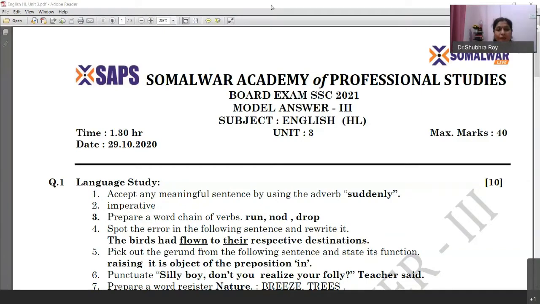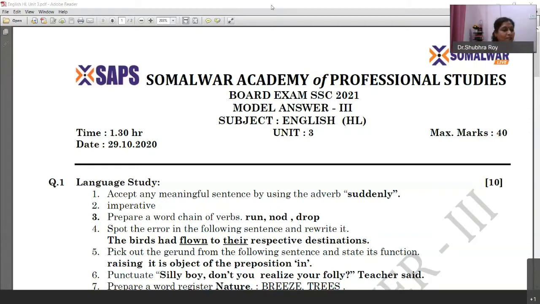Then if you go to the third one, prepare a word chain of verbs. Run was given and 2 blanks were given. You had to continue with the chain. So I have given here run, nod, drop. You can use any other verbs with N and D, or you may continue the chain with any other correct verb.